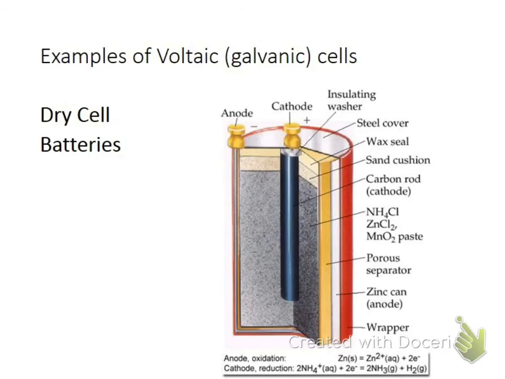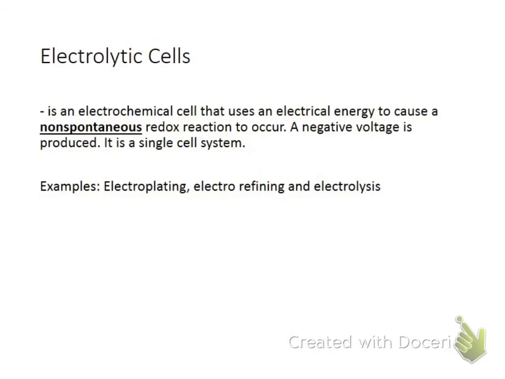And then the second type of cell is electrolytic cells. Okay? And they are for non-spontaneous reactions, which is what we're going to be doing in the lab tomorrow.